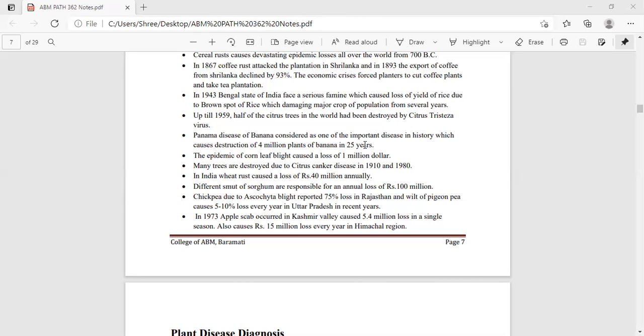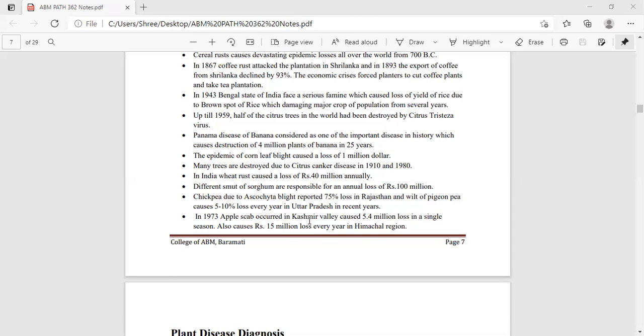and also causes rupees 50 million loss every year in the Himachal region. So if you see all over the world, there is fire blight of apple, caused by the bacterium Erwinia amylovora, and also apple scab, Venturia inaequalis, that causes destructive losses to apple orchards. So from 1973 until now, every year in the Kashmir Valley as well as in the Himachal region, 5.4 million losses occurred at that time in 1973, and every year it is causing consecutive losses in Himachal as well as the Kashmir Valley, as part of northern India.